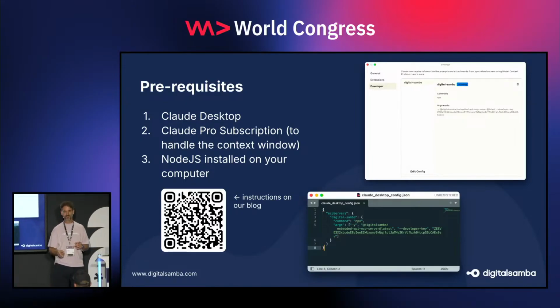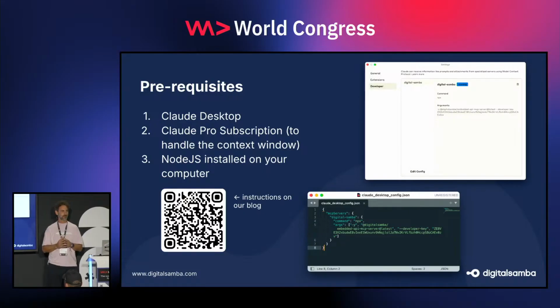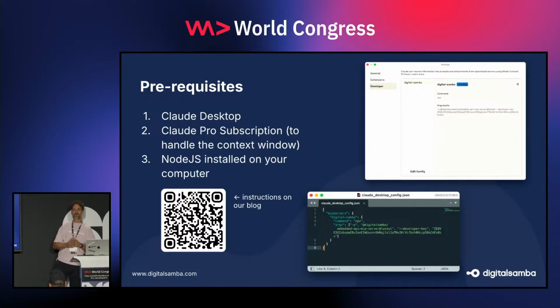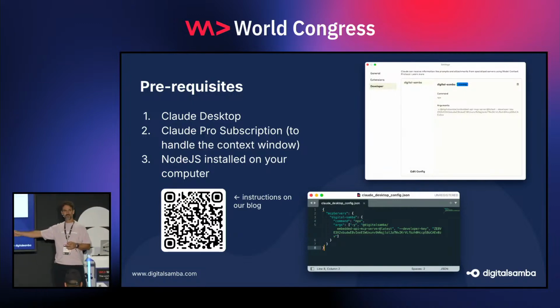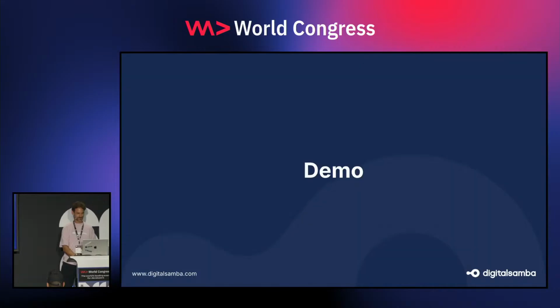We basically have instructions on our blog written by Connell Mullen of our team, who has programmed all of this. You're going to need Claude Desktop. You're going to need a Claude Pro subscription in order to be able to handle the context window. And you're going to need Node.js installed on your computer. You're going to need to configure Claude with this little snippet over here. That's how you set up your MCP server, essentially. So it's relatively straightforward. And now to the demo.